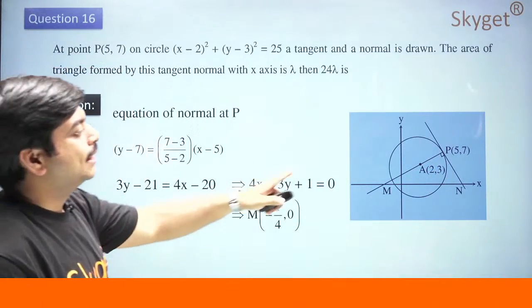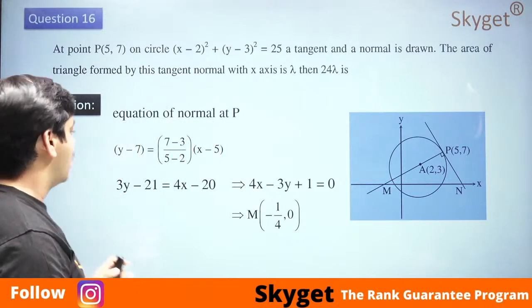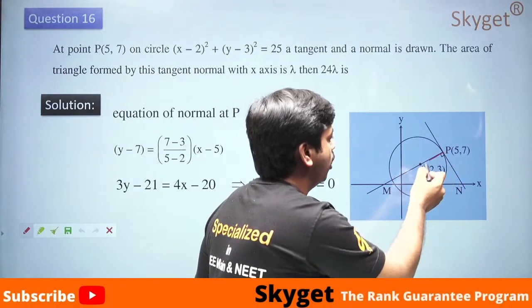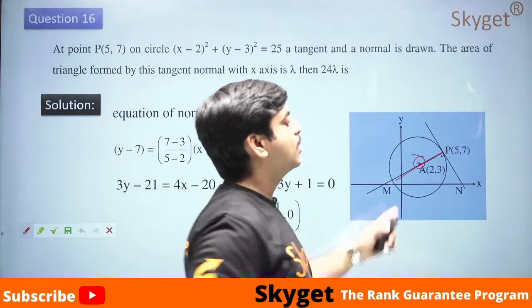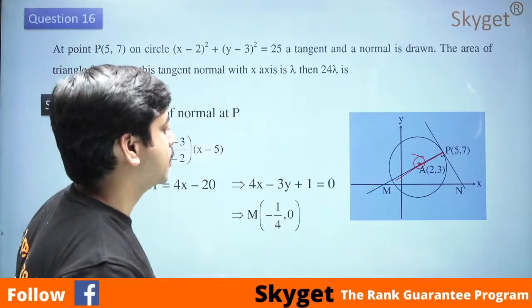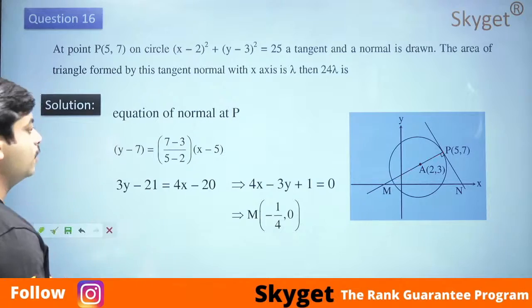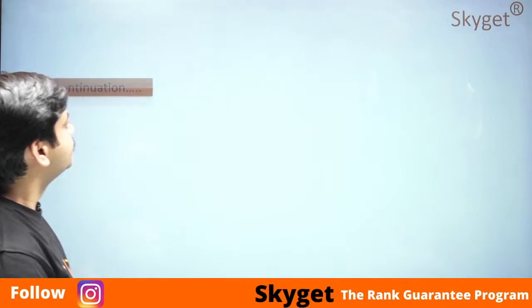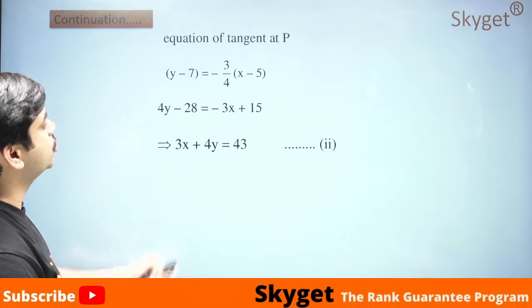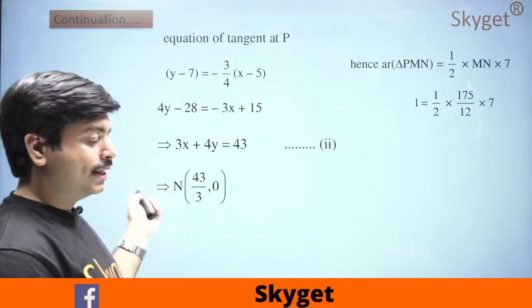See, the center is 2 comma 3, and you know that the normal always passes through the center. So as we have this point, you can easily find the equation of the normal. From there you will get the remaining equations also, and the points m and n. Once you find these points, you will get the area. So this will be the equation of the tangent. Once you get this, you will be getting the points. m is already done, n is there here.